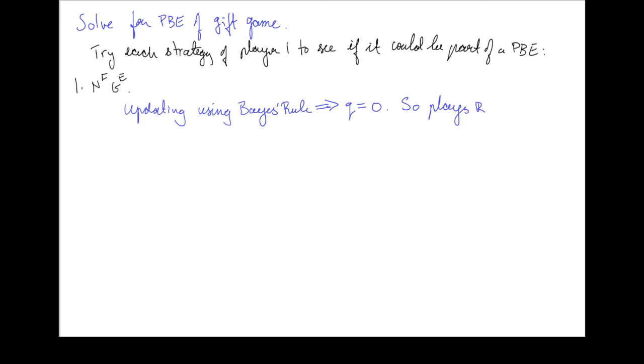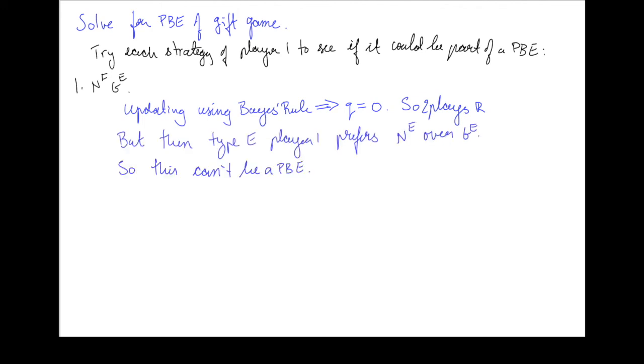Remember that we solved earlier that sequential rationality says that player 2 plays R if Q is less than or equal to a half, and plays A if Q is greater than or equal to a half. So 2 plays R, but if player 2 plays R, then the enemy type isn't going to give. They'd prefer not to give. So it can't possibly be a perfect Bayesian equilibrium. So since player 1 would prefer not to give, rather than adhering to this strategy when their type is E, this can't possibly be a perfect Bayesian equilibrium.